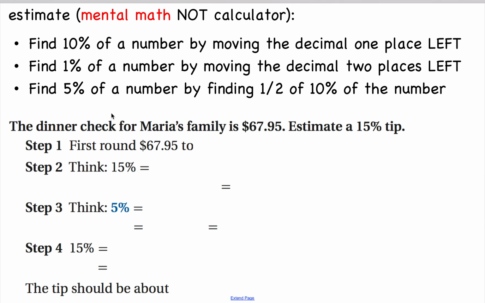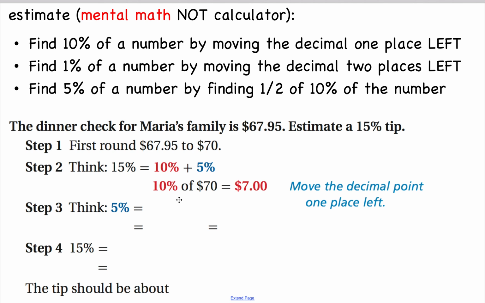So let's put this into action. It says a dinner check for Maria's family is $67.95, estimate a 15% tip. Well, the first thing we want to do if we're going to be estimating is we need a number that's easy to work with. So we're first going to round that $67.95 to $70 because that's an even number that's easy to work with in our head without a calculator. The second thing is if we want a 15% tip, we're going to think of that as 10% plus 5%. So 10% of 70 is just $7. We just move the decimal 1 place to the left to get 10%.